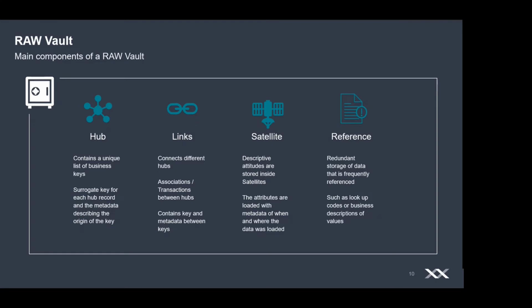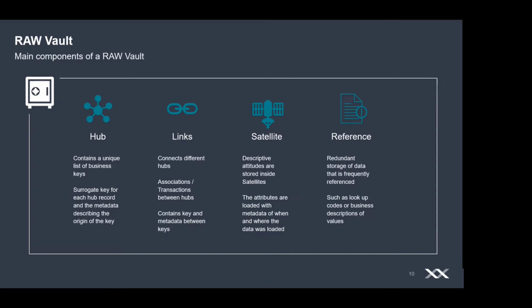Hubs are connected to each other by link tables or links. These tables contain links or transactions between hubs. They can also contain surrogate keys and metadata associated with the keys. So the hubs and the links therefore create the data relationship, but they do not contain the descriptive attributes. These attributes are then stored in satellite tables.